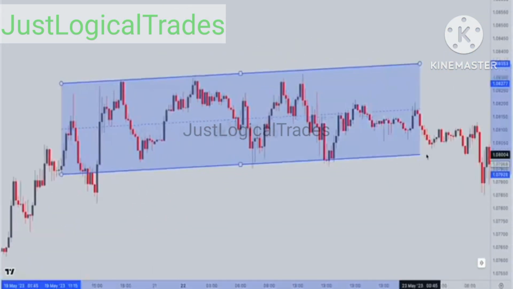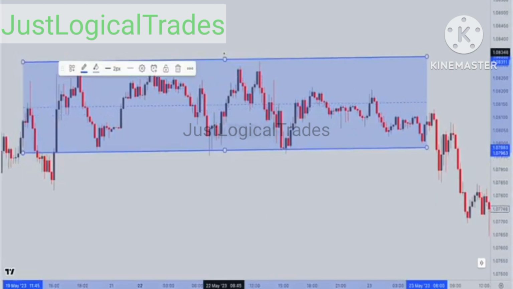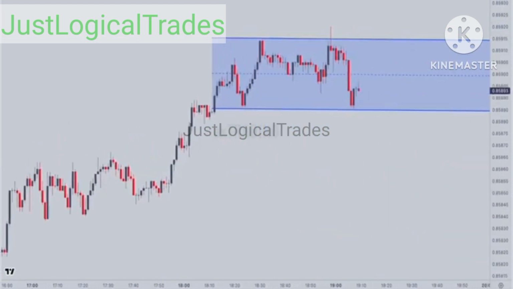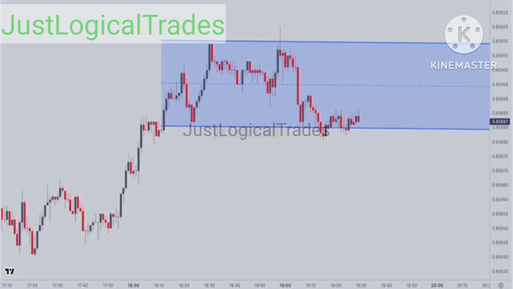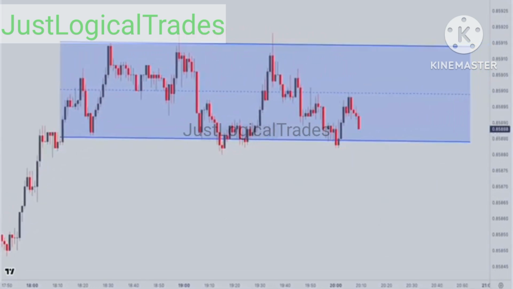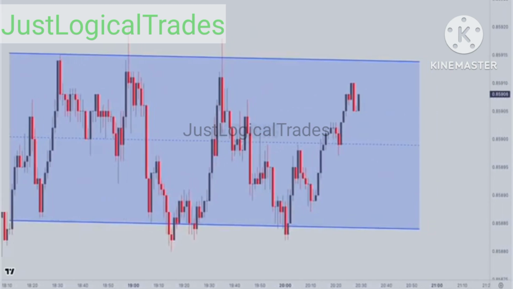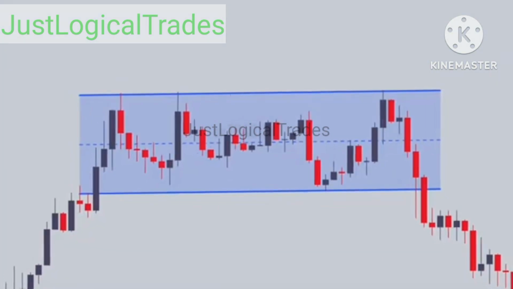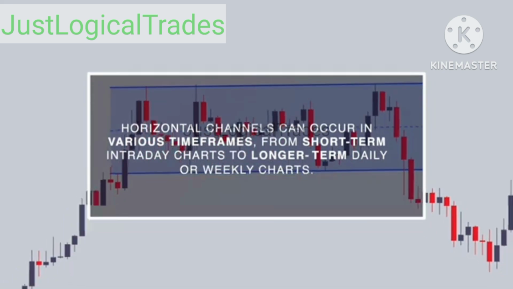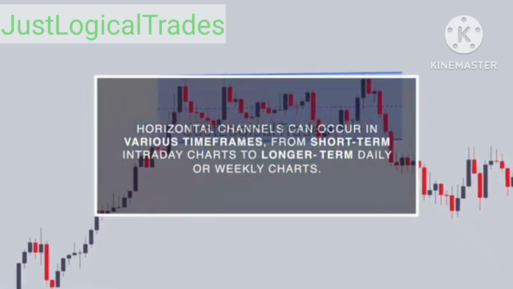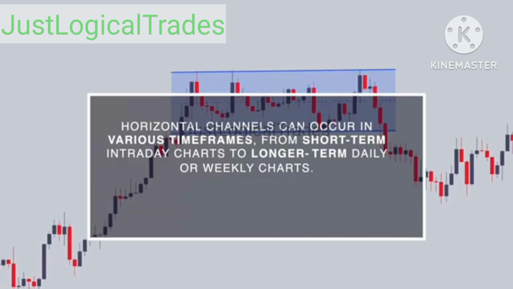Traders often identify these levels by connecting the highs and lows of the price action with horizontal lines. The price movement within a horizontal channel can be seen as a period of indecision in the market, where buyers and sellers are in equilibrium. Traders may interpret this as a temporary pause or consolidation before the next significant move in the price. Horizontal channels can occur in various time frames, from short-term intraday charts to longer-term daily or weekly charts.